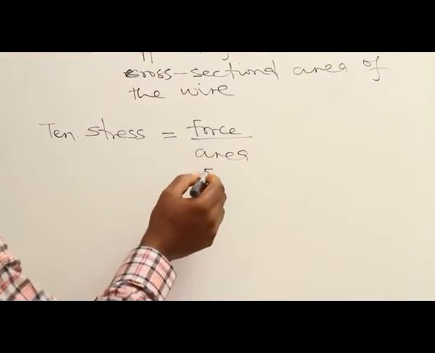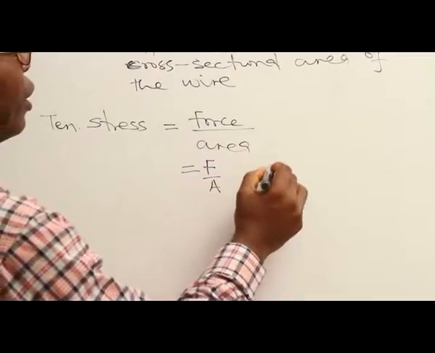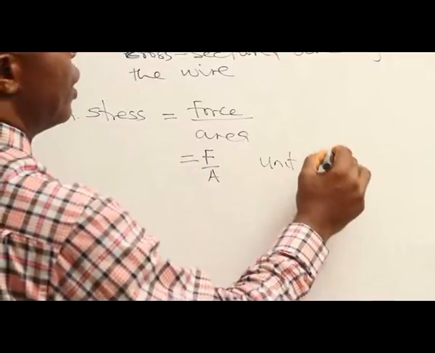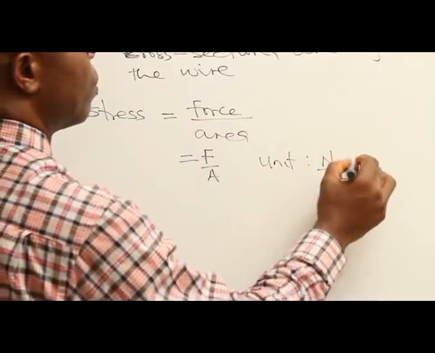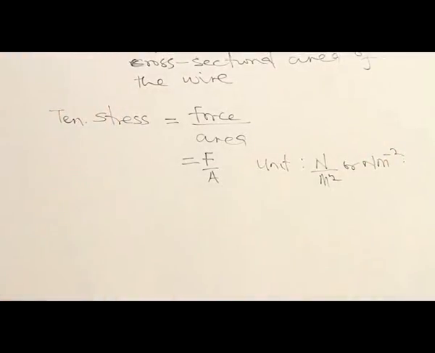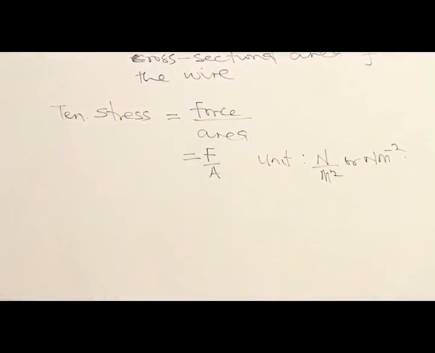The formula is force over area. The unit of tensile stress is Newton per meter square, N m^-2. That is the unit of tensile stress.